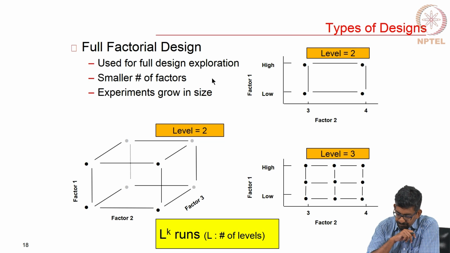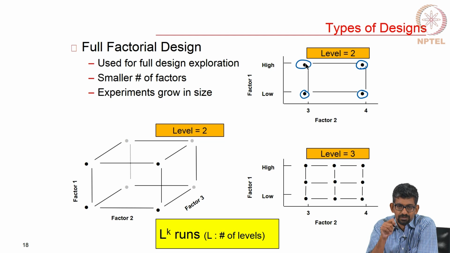If you take 2 levels, what does it mean? There is factor 1, there is factor 2. 2 levels means factor 1 has a low and high, and factor 2 has numbers 3 and 4. What I am saying is each combination I will run. So, this guy is 1, this guy is 1, this guy is 1 and this guy is 1. So, there are 4. If you draw a rectangle, all the 4 corners, this is the maximum combination I can have, you understand that, right. So, it is a full factorial design.